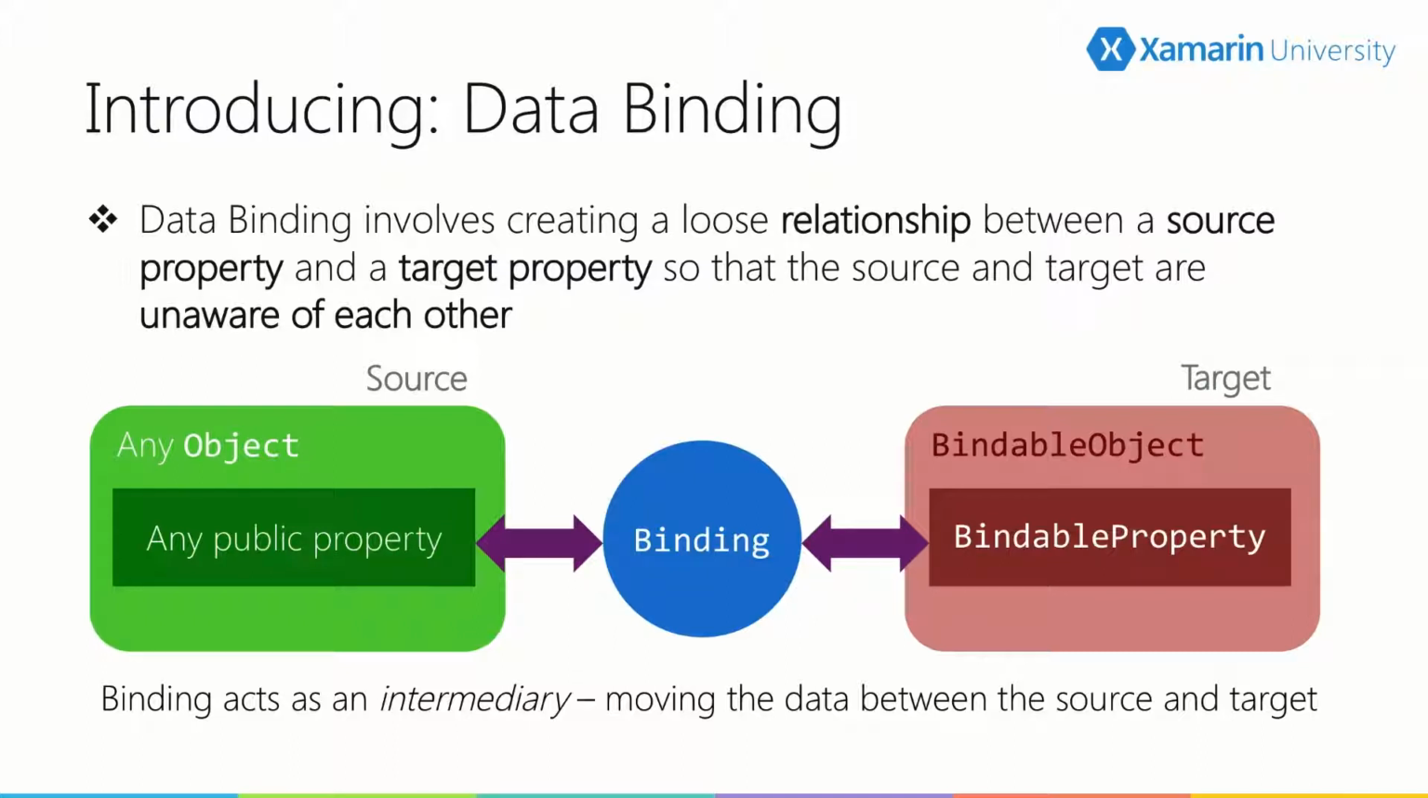Also notice how the binding object here has arrows going into both directions. So not only is it capable of moving data from the source to the target, it can also transport data back, which means if the user enters something into an entry field, it will update our model.